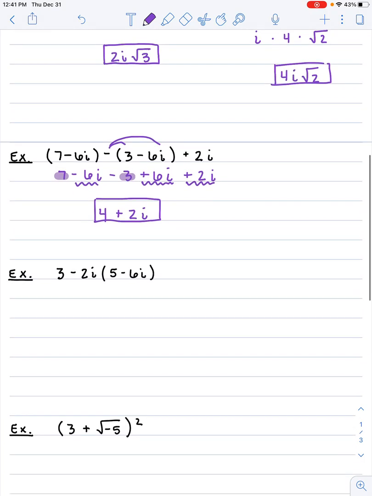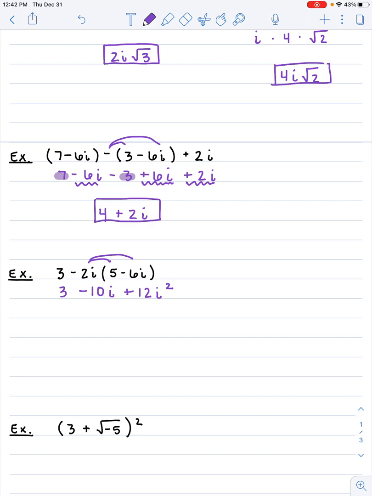All right, our next example here. 3 minus 2i times 5 minus 6i. So what I want to do first is distribute that negative 2i to that parenthesis. So negative 2i times 5 would give me negative 10i. Negative 2i times negative 6i would give me positive 12, and then i times i would give me i squared.